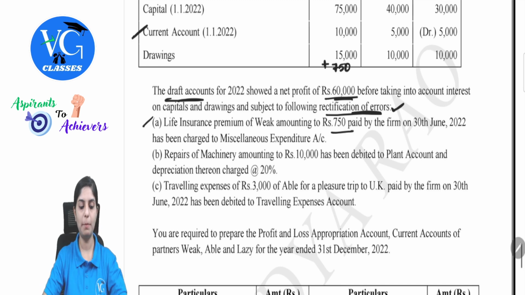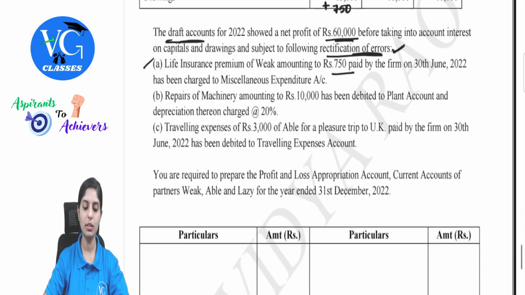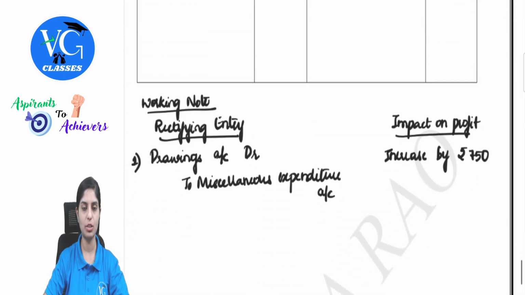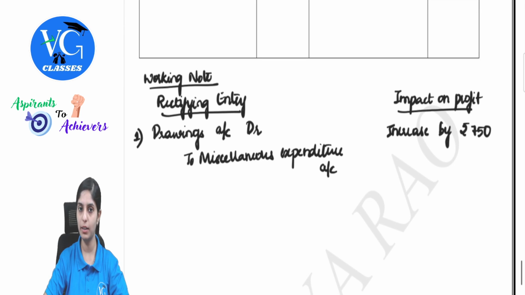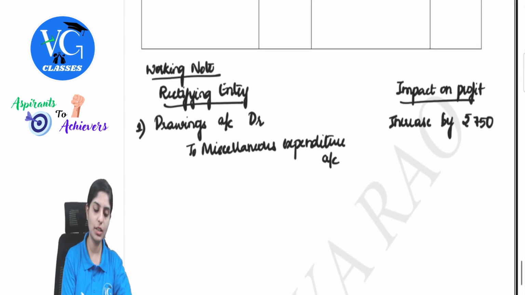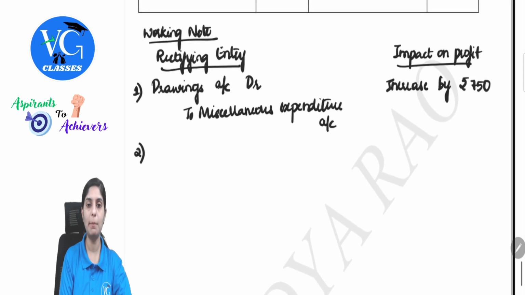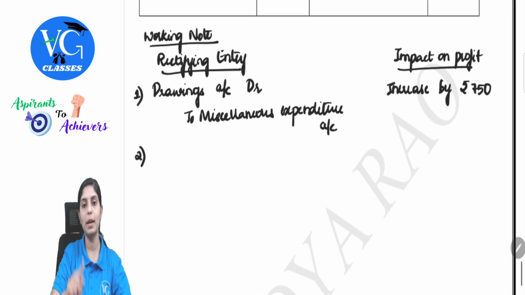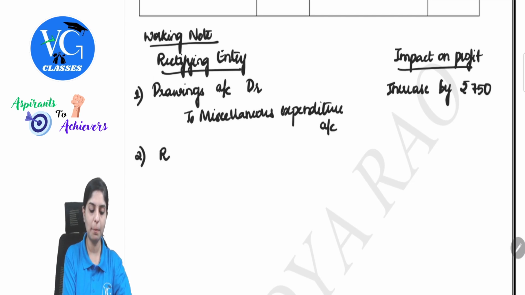Next point. Repairs of machinery amounting to 10,000 has been debited to plant account and depreciation thereon charged at 20%. Repairs of machinery has been debited to plant account. So first of all, repairs is a revenue expenditure. They have treated it as a capital expenditure. That needs to be reversed. So first we will understand that. So repairs which is debited to plant is not correct. Repairs need to be separately recorded as a revenue expense. So we will debit repairs account.